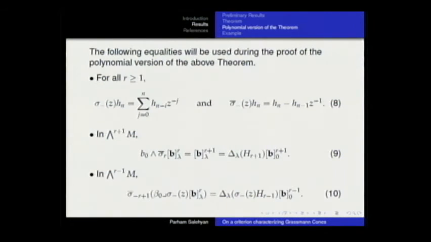Another two important facts: in wedge R plus 1, we have the following equation. That is, we can write this expression as the action of this Schur determinant over this element. And in wedge R minus 1, we have the following expression. Note that we have here the contraction, so both of them are elements of wedge R minus 1.